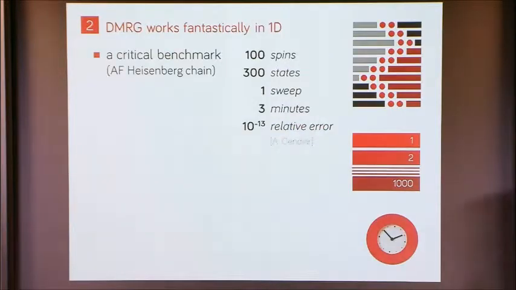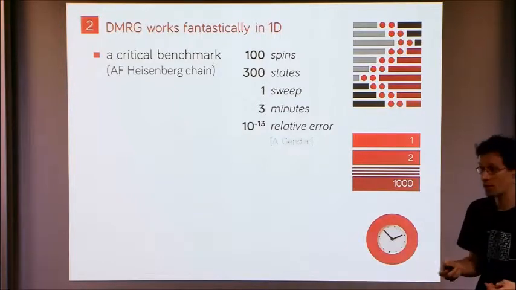Really, what's the success? Is it that good? A critical benchmark would be a critical system like the antiferromagnetic Heisenberg chain. And when you take 100 spins on a line, you take 300 basis states, you keep 300, you do just one sweep there and back. This all happens in minutes. Then you get an error that's 10 to the minus 13. It works fantastically for the worst systems that we can imagine.